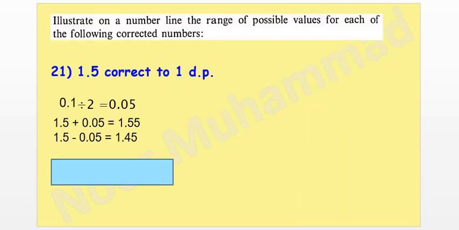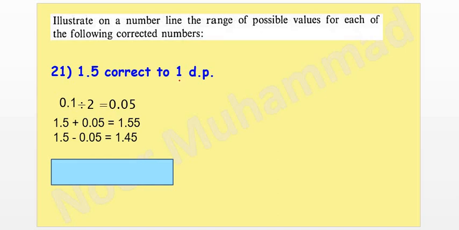So here is question number 21. What are they asking you to do? They said: illustrate on a number line the range of possible values for each of the following corrected numbers. Let me explain this question in detail, and then the next questions will become very easy for you. First you have to find the range of 1.5 correct to one decimal place.